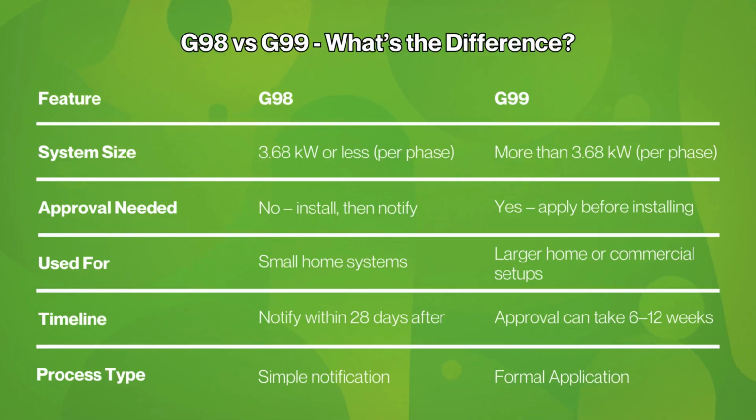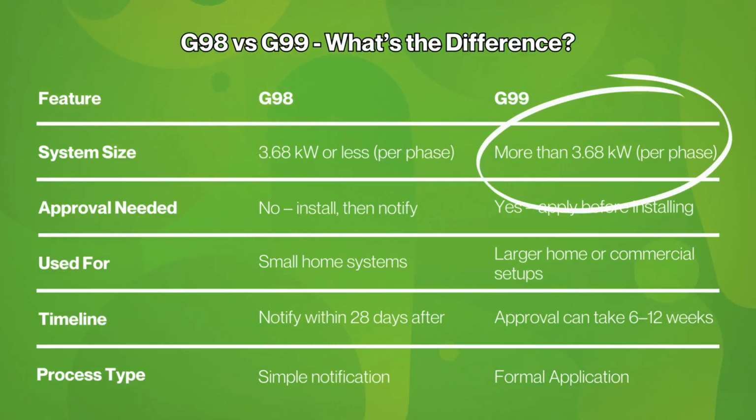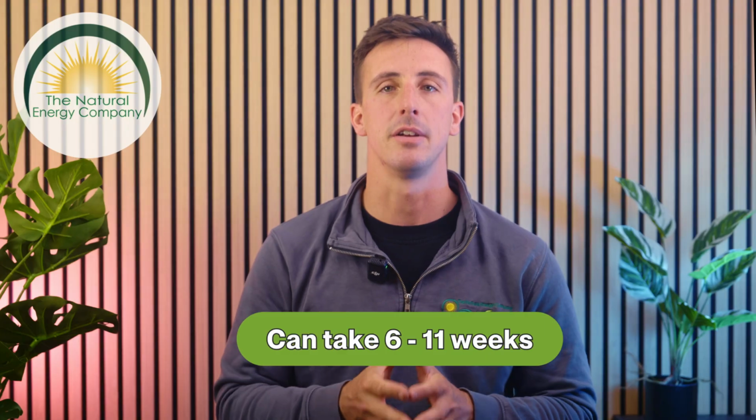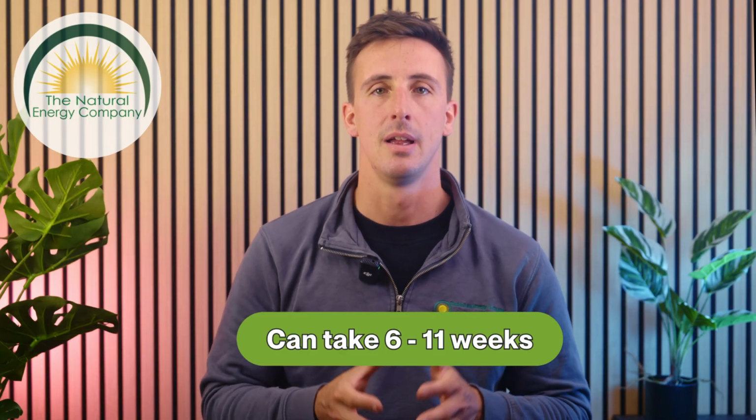G99 is for bigger systems, anything over 3.68 kilowatts. You must get full approval for this before any work starts, which usually takes 6 to 11 weeks, depending on your area and your DNO. It's important to factor that into your planning timeline.